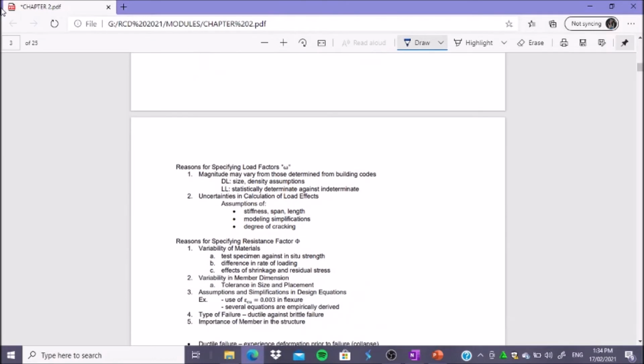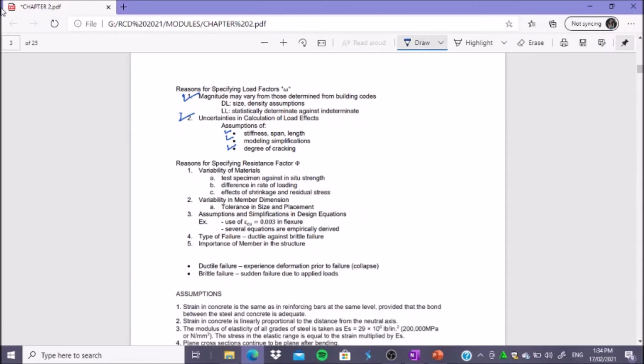Again, I will repeat, the reason for specifying load factors is doubly. The magnitude may vary from the building codes, and there is uncertainty in the calculation of load effects. I remember that this is being repeated here. We also have the reasons for specifying the resistance factor.